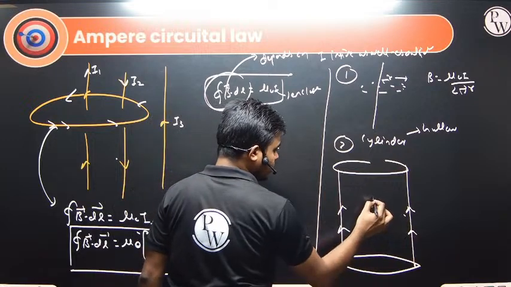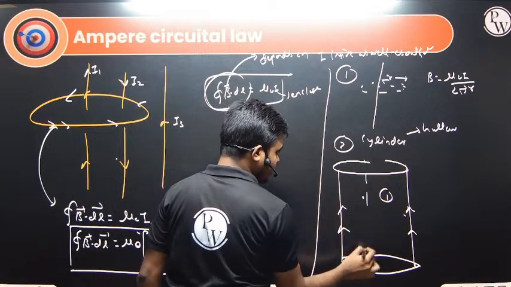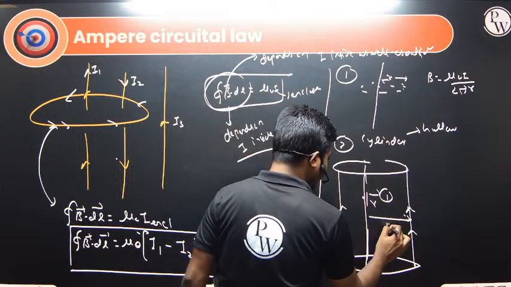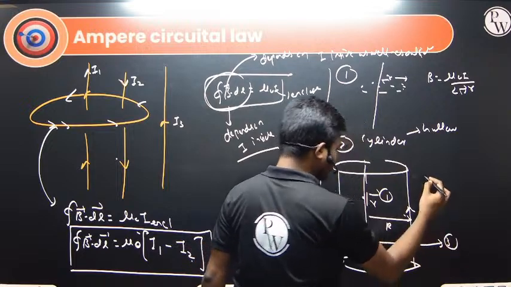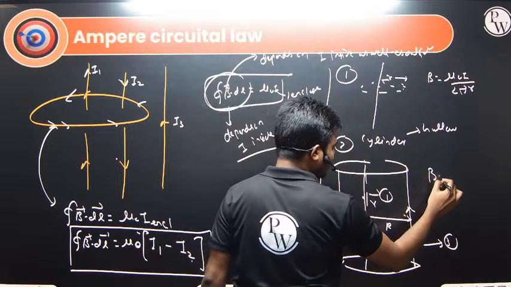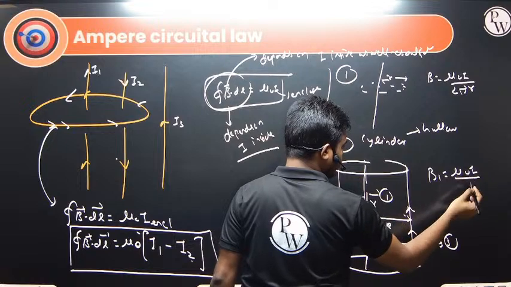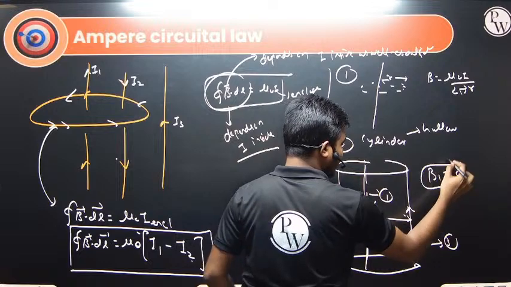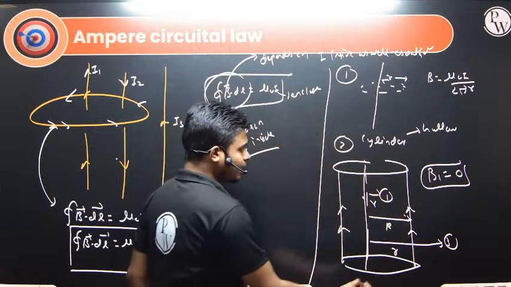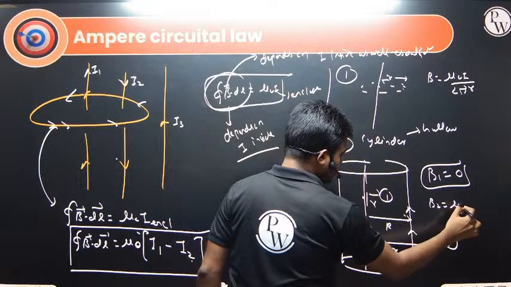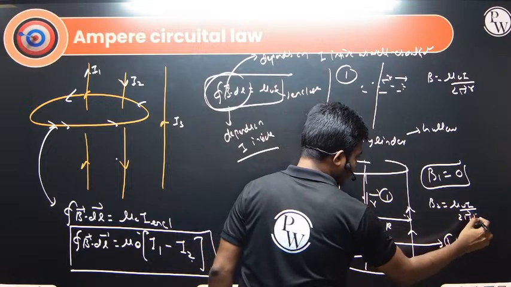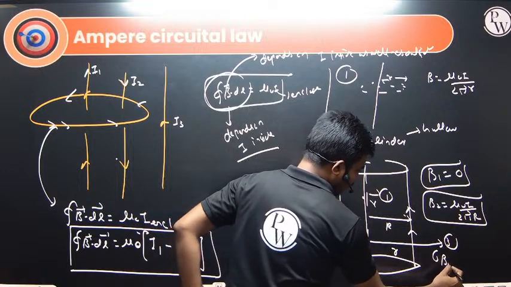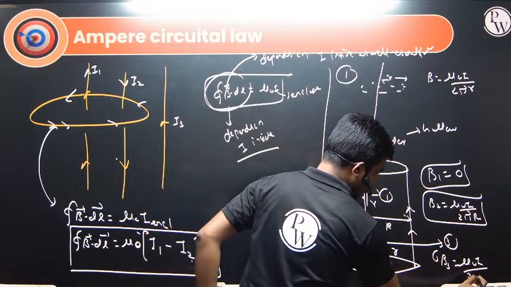In that case, for any particular point, the distance of that point from the axis will be taken. So this distance is capital R, and for this particular point, small r. The magnetic field inside will be 0, so B1 at any inside point will be 0. On the surface, the magnetic field B2 is equal to mu naught I divided by 2 pi capital R. And outside the surface, at this particular point, the magnetic field is given by mu naught I divided by 2 pi small r.